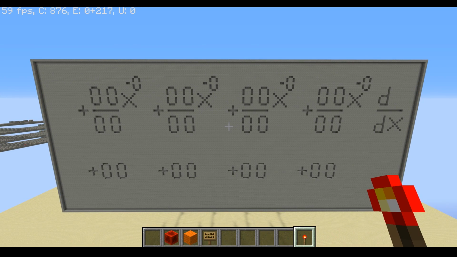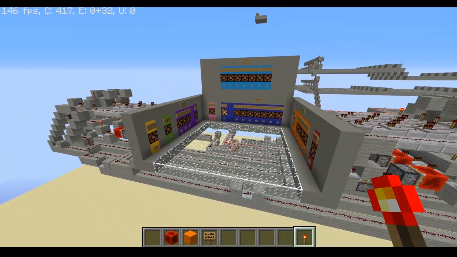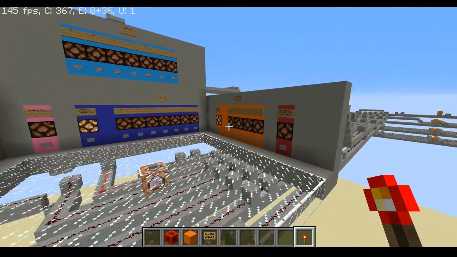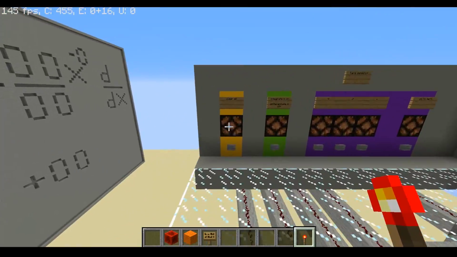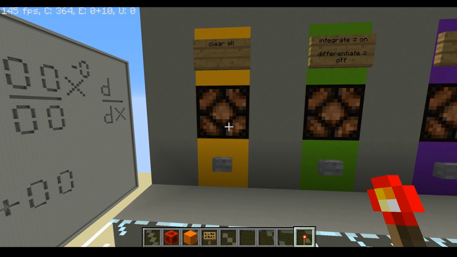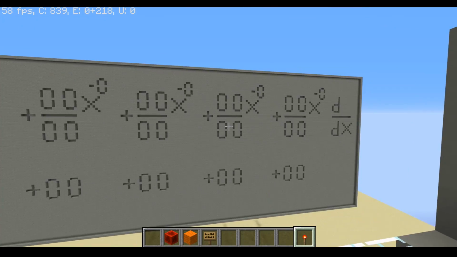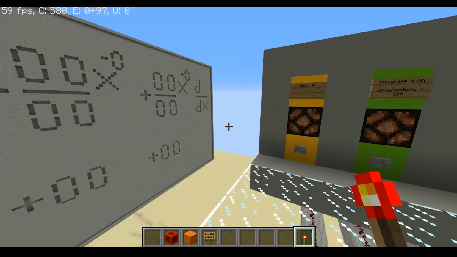To actually input a function that you either want to differentiate or integrate, you would have to use a user interface, which is what this is for. I'm going to go by each button one by one and explain what it does. For the first button, this is the clear all button. If you push it, it would simply clear the entire display. But it's already cleared for now.